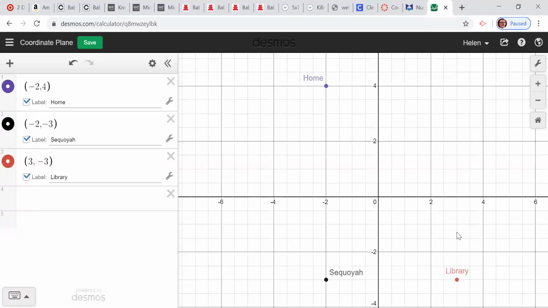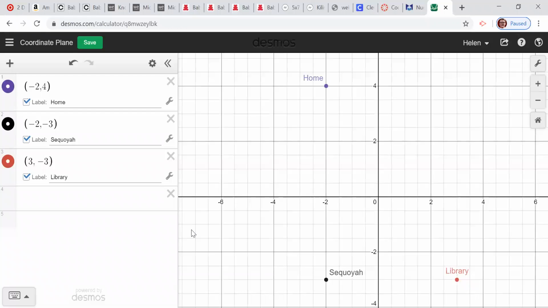Once again, we have to remind ourselves what value is between 2 and 4 on our x-axis. Using our number line, we see that it's 3. And this library shares the same y value as Sequoia. So we know the coordinate is +3, -3.